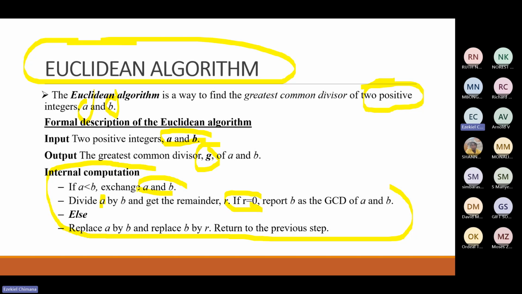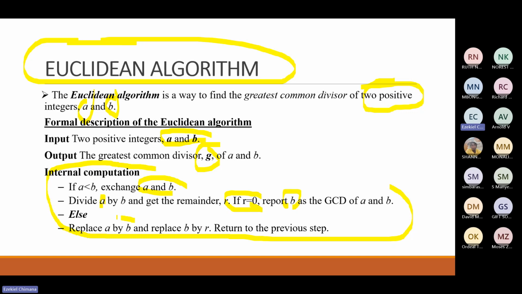Okay, thank you. So we're saying if R is equal to 0, or if you get the remainder 0, you need to report B as the GCD of A and B, which means your B will be the greatest common divisor. Else, replace A by B and replace B by R, and return to the previous step.